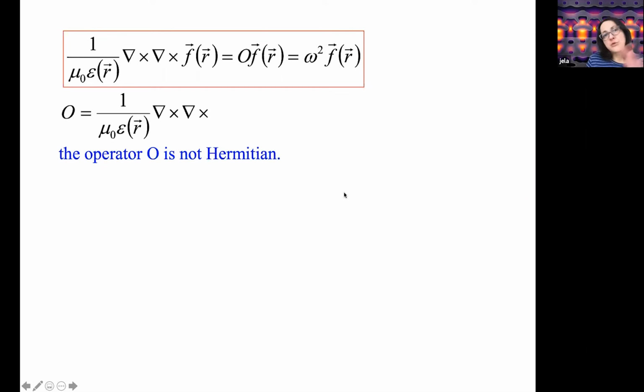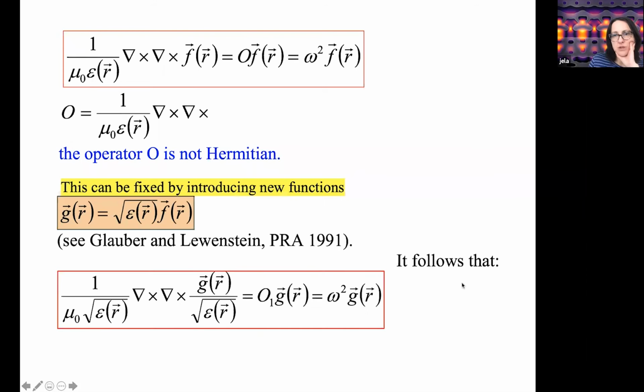So you can go to the magnetic field, find the magnetic field operators, and go to the electric field operators from that. Or you can actually do something to the operator for the electric field to make it Hermitian. And there is a way to do that. I prefer that approach.